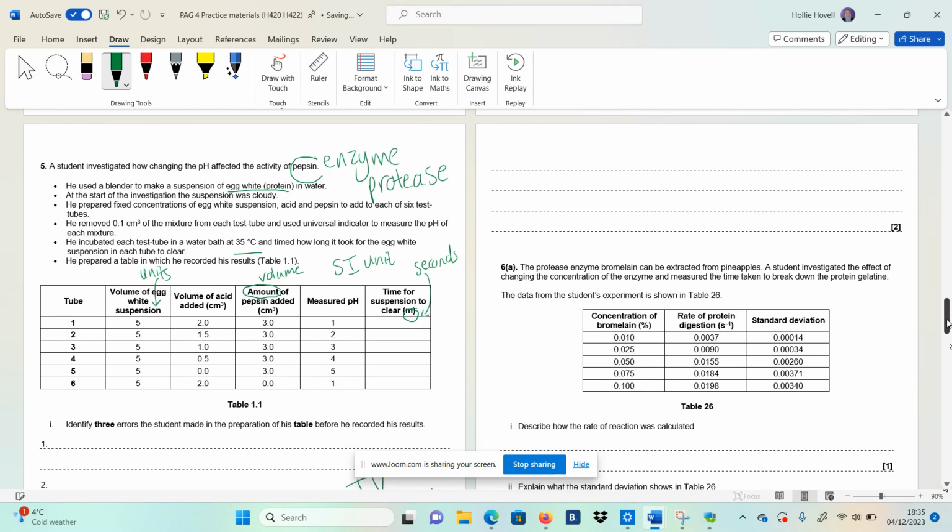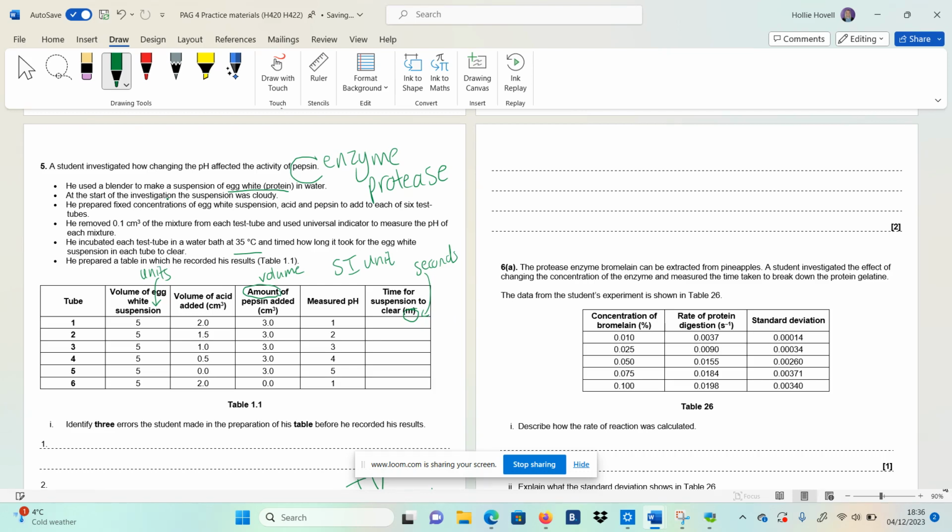So, first of all, it says he prepared fixed concentrations. He removed the mixture from the test tube, he incubated each test tube in the table. Okay, so first of all, he said he prepared fixed concentrations of egg white suspension, acid, and pepsin to each of the 6 test tubes.